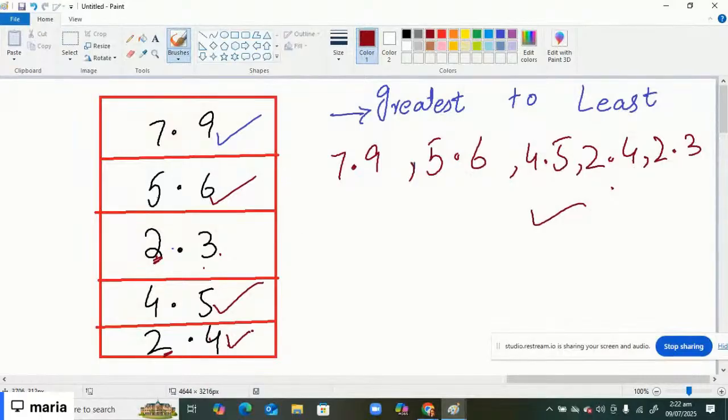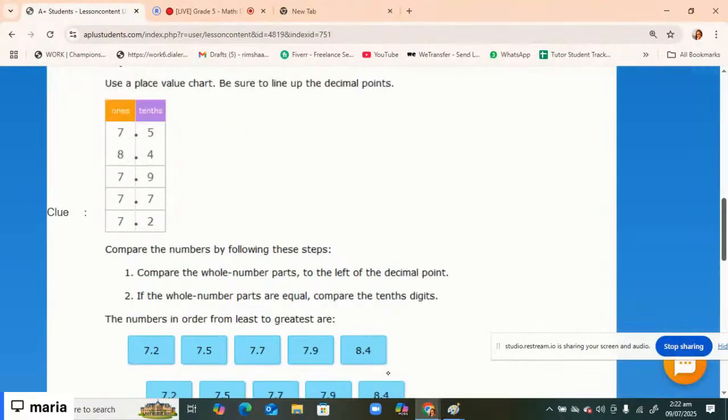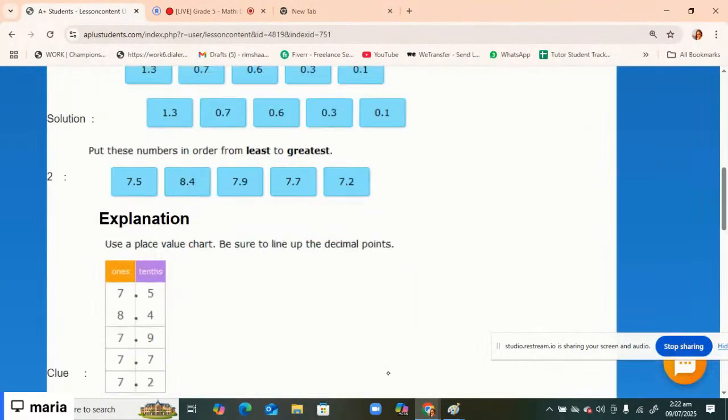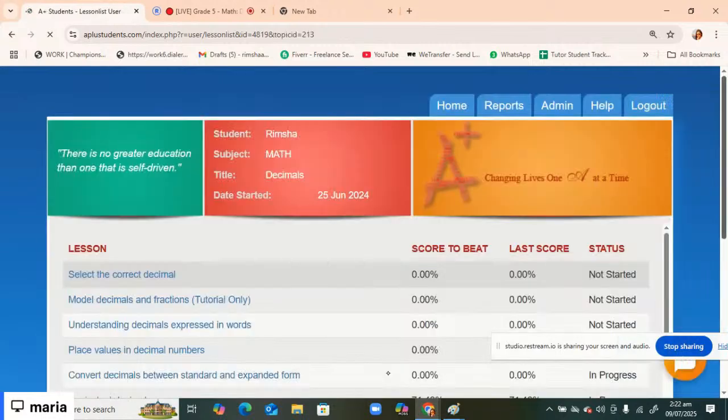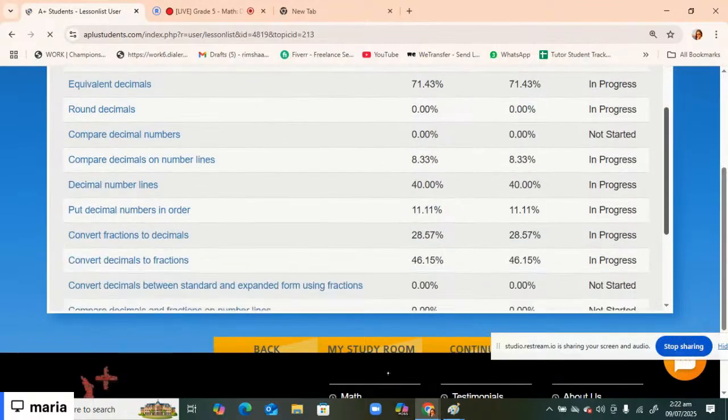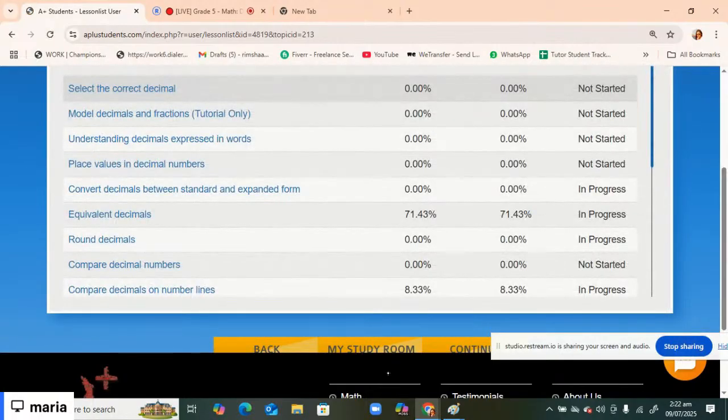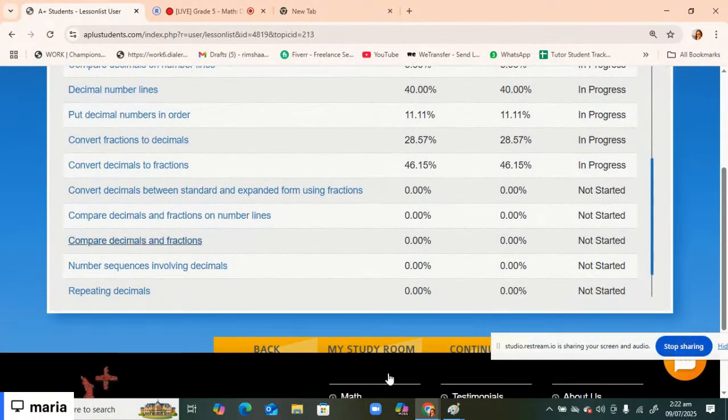Alright, hope you guys understand this lesson as well. So solve the rest of the test questions regarding this lesson by yourself. So let's start the next chapter. Next lesson. The first two lessons are done. The lessons we covered were decimal number lines, and putting decimal numbers in order. Now convert the fraction to the decimals.